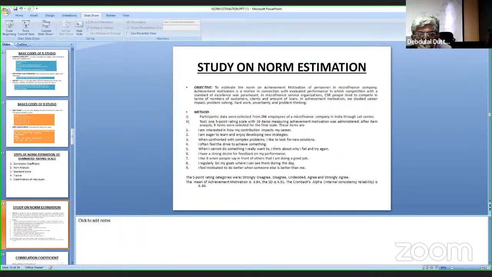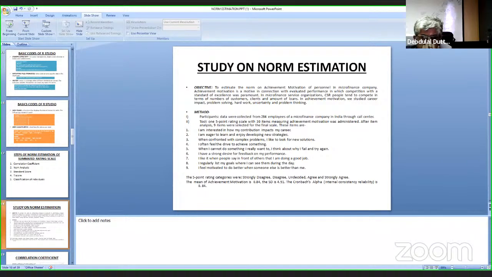So these were the subtopics studied under achievement motivation. Now we move on to the method, where data was collected from 284 employees of a microfinance company in India through a call center. A 5-point rating scale with 30 items measuring achievement motivation was administered. After item analysis, 9 items were selected for the final scale. For that reason, when Sir showed you the screen, you could see there were 9 items.